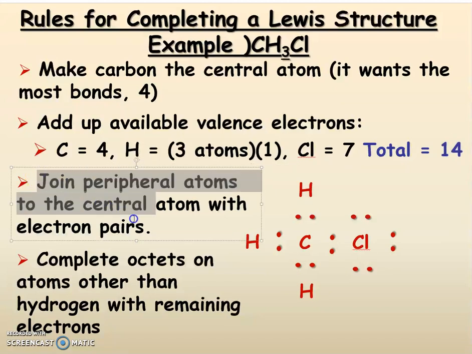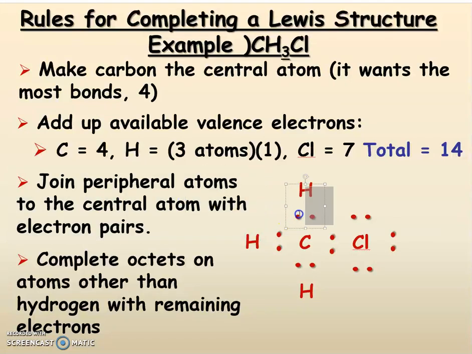The next thing you're going to do is you're going to join the peripheral atoms to the central atom. So what that means is these electrons here that I have as my connectors have to go in first. So 2 electrons for this CH bond, 2 for this, 2 for this, 2 for that. The bonds go in first.